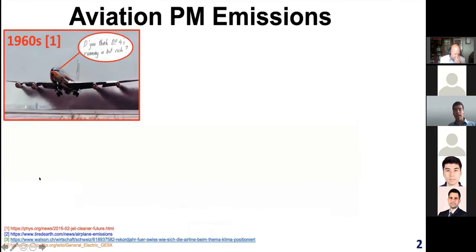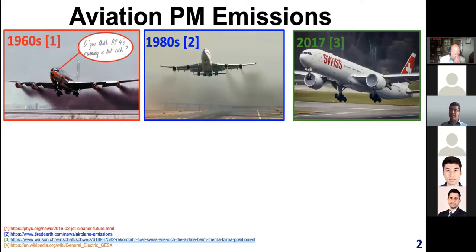And if you look at emissions about 60 years ago, when an aircraft was taking off, this is what you could expect to see. And that, in fact, motivated the International Civil Aviation Organization to impose smoke regulations. The industry over the years has made huge progress. If you look at modern engines these days, you can barely see black smoke coming out of these engines.